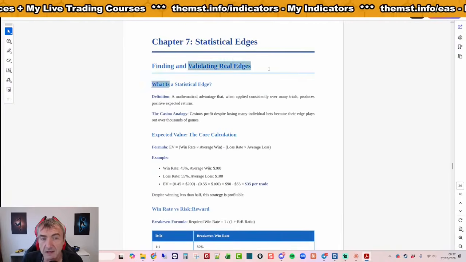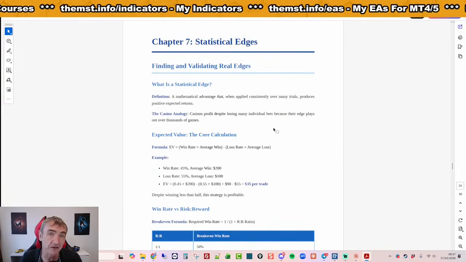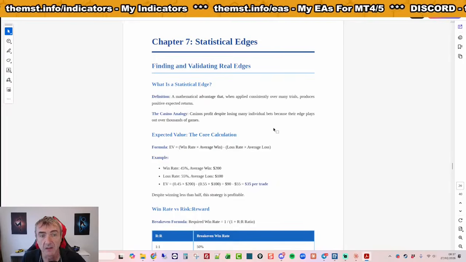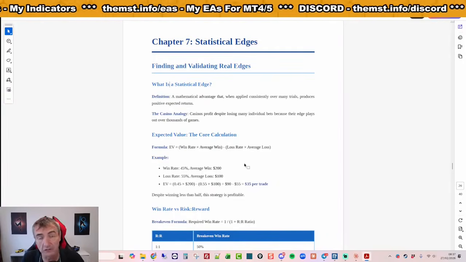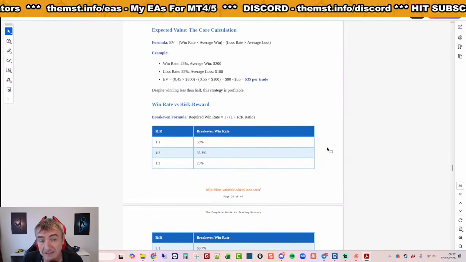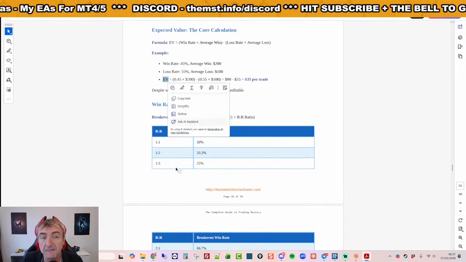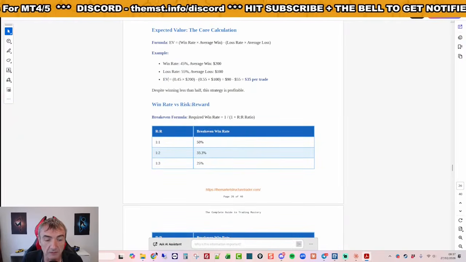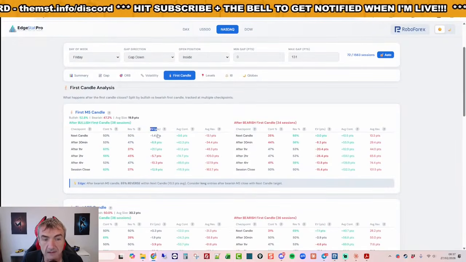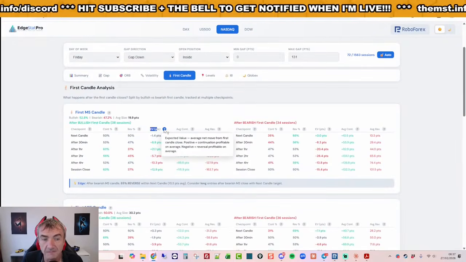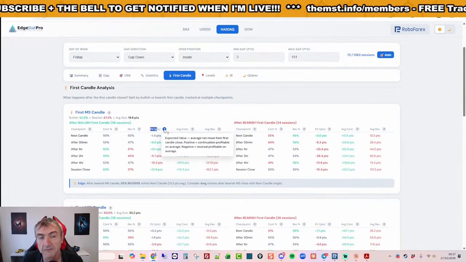Statistical edges, so he reads this every time he does something. He goes and rereads this, so that he reinforces basically what to do and what not to do when he's doing system analysis, development, risk reward ratios, EV. Yeah, go and have a look at the website he's just built. What have we got here? EV. Yeah, expected value. Average net move from the first candle close.